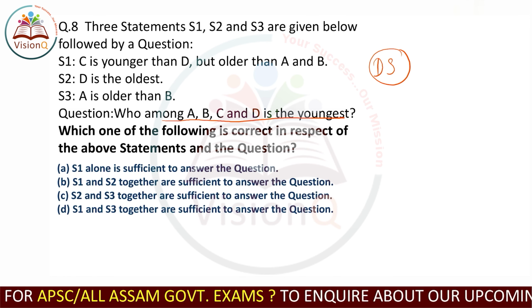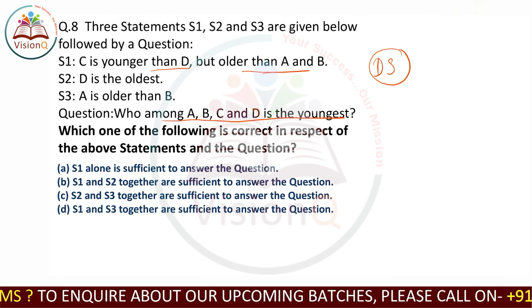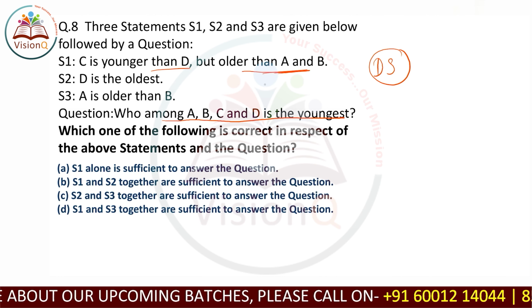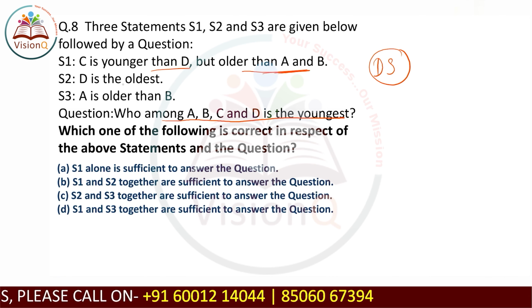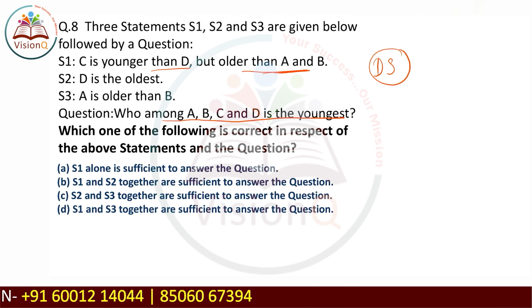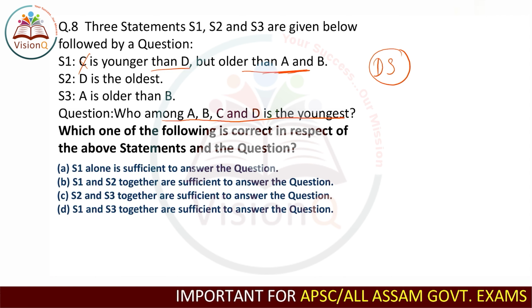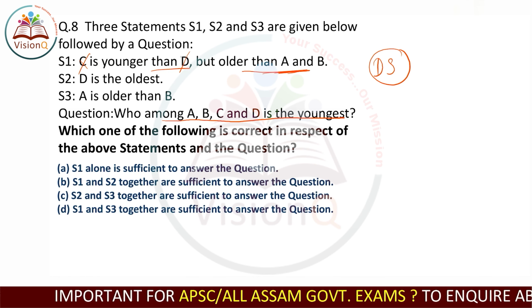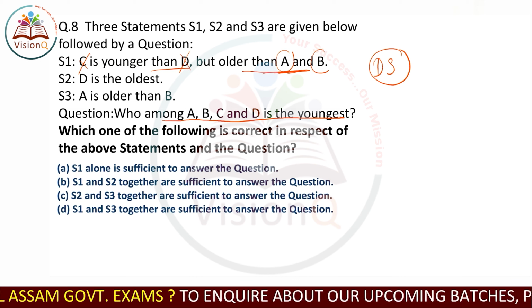Now the first statement says C is younger than D but elder than A and B. So C is younger than D but older than A and B. That means C cannot be youngest because C is older than A and B. So C is ruled out. D also cannot be the youngest because C is younger than D. That means D is elder than C. So D cannot be the youngest also. Now left is A and B.